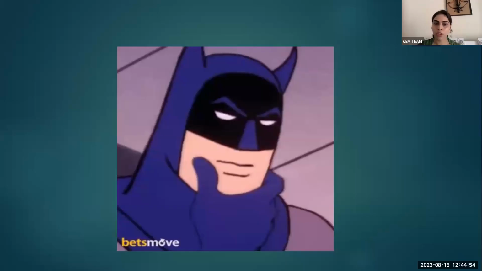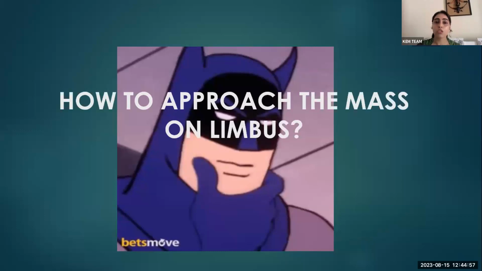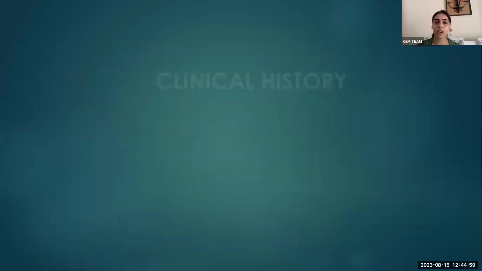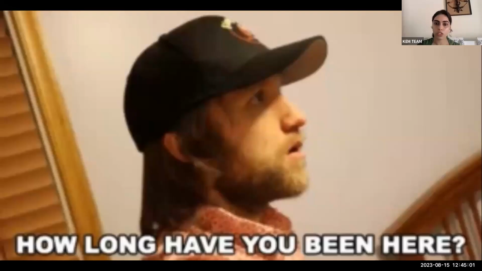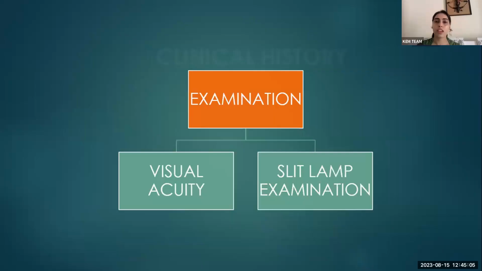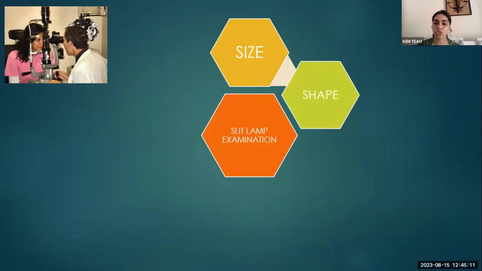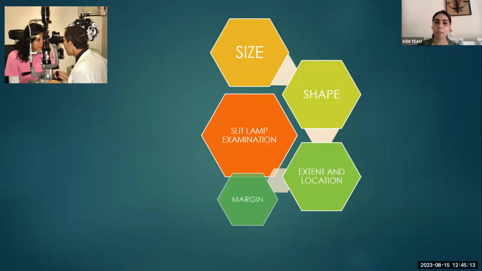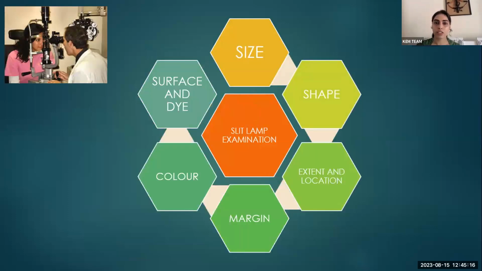Oh my God, so many masses. So how do we approach this mass present on limbus? We start with the clinical history, where we ask the onset of the mass, the duration, the progression of the mass, and associated symptoms.